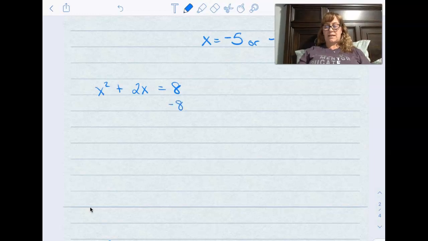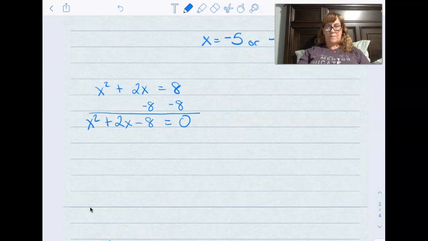Just subtract 8 from both sides. When we do that, we've created a 0 over here on the right. On the left, we now have our polynomial in standard form. Now you can factor. We want it to multiply to be a negative 8, but add to be 2. This is going to be 4 and negative 2.